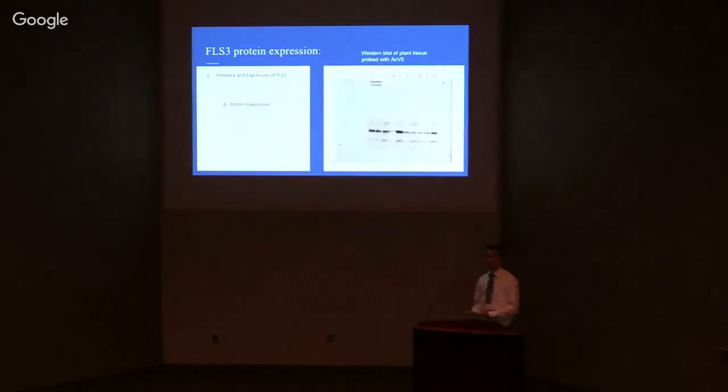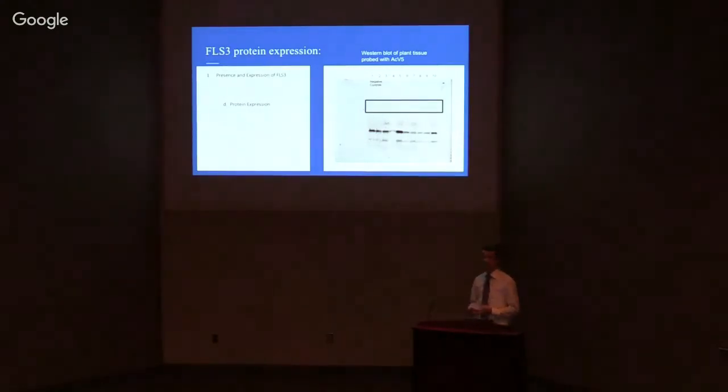Now that I know there's transcript being made, I want to find out if there's protein expression of FLS3. So I probed a Western blot with an antibody that recognizes the AcV5 tag that should be on FLS3. And thank you to the Harrison Lab for allowing me to borrow their AcV5. With this, you have my negative controls, and then the positives, 3 to 10. I want to see bands at 110 kilodaltons, but you do not. And so we do not see protein expression.